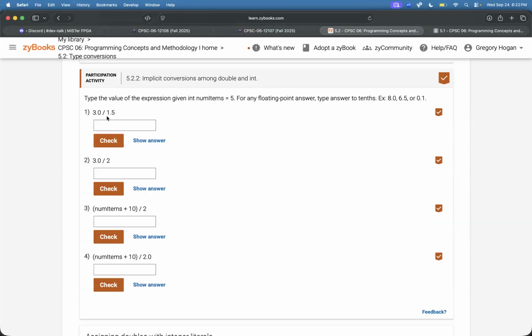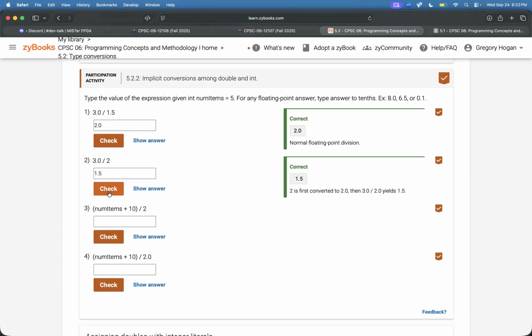So if you were to do 3.0 over 1.5, you should understand that since these are both doubles, we would get 2.0, right? If you do 3.0 over 2, as long as there's a double involved, which there is, the 3.0, then it would work the same. So you get 1.5, that'd be fine.